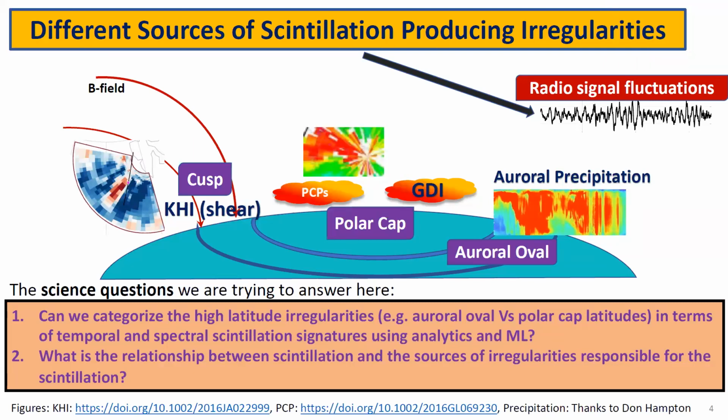That brings us to some of the science questions we're trying to understand. So first is, can we categorize these irregularities based on their scintillation signatures, temporal and spectral? And then the second one is, what is the relationship between scintillations and the irregularities that produce them?